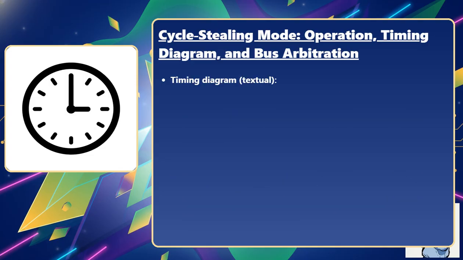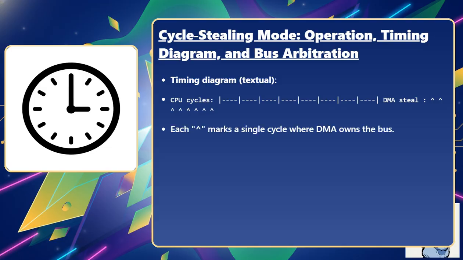Timing diagram, textual. CPU cycles: a series of 8 blocks representing clock cycles. DMA steal: caret symbols positioned under some of the CPU cycles, indicating a single cycle where DMA owns the bus. Each caret marks a single cycle where DMA owns the bus. The CPU works in the gaps.